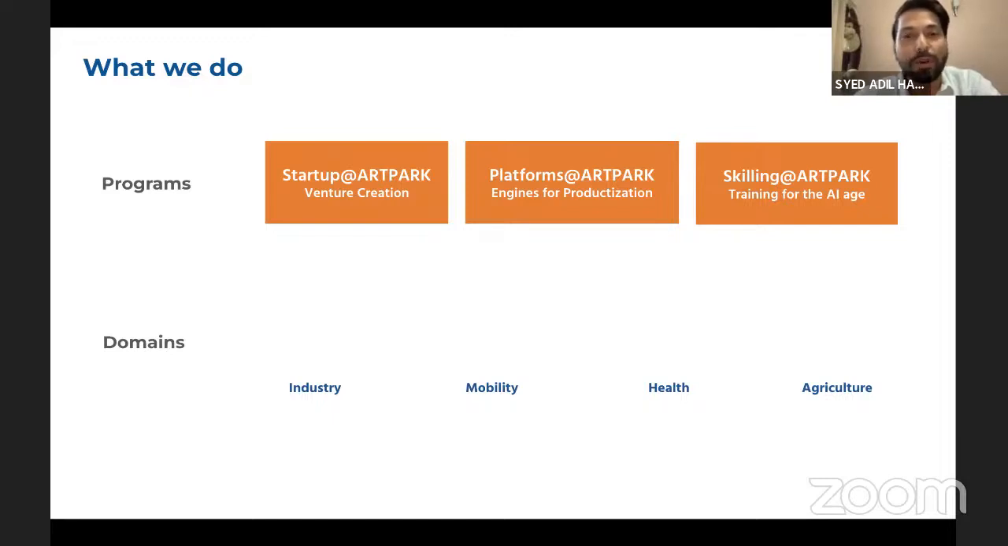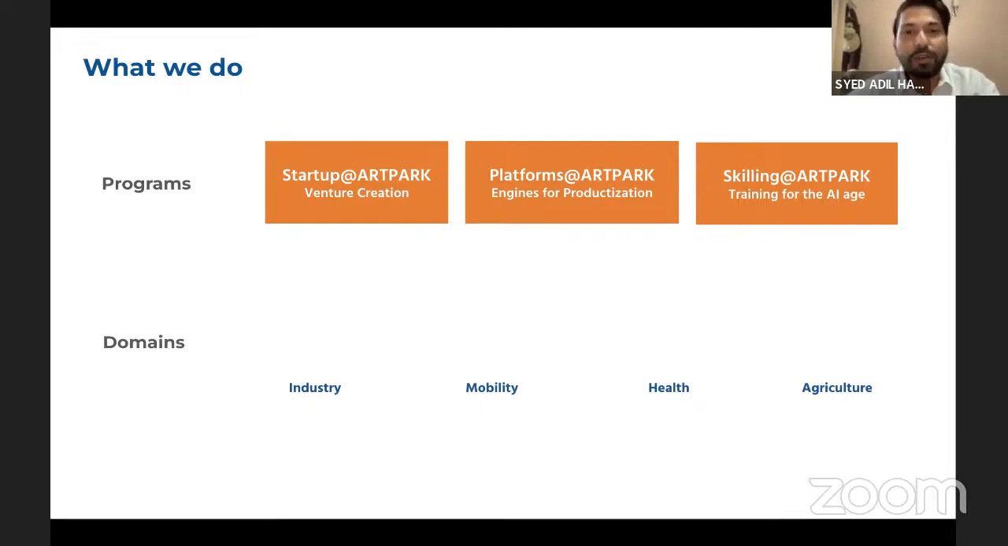We call it engines for productization. And the third is the skilling at ArtPark, which is definitely the new age training, not only for academia, but also for the enterprise, also for rural development. That's what we believe.